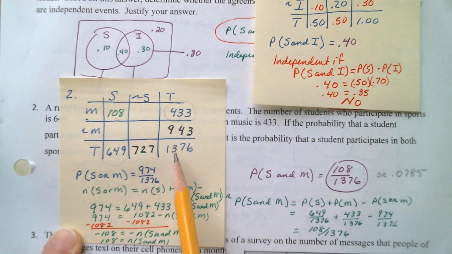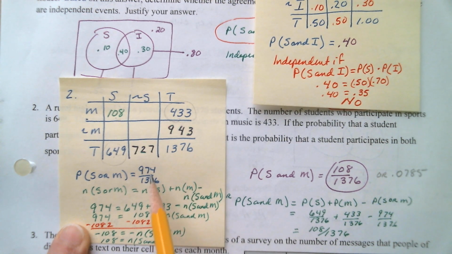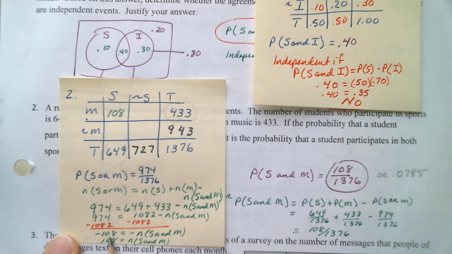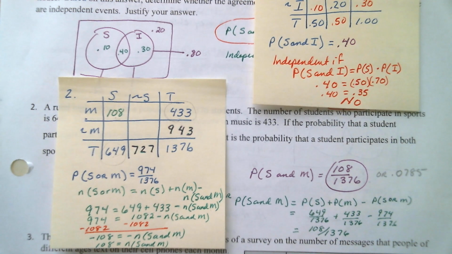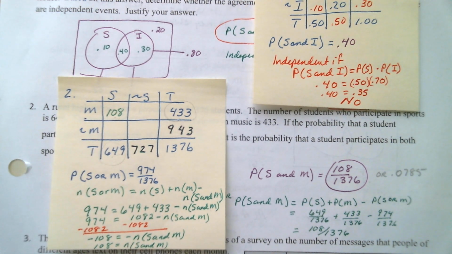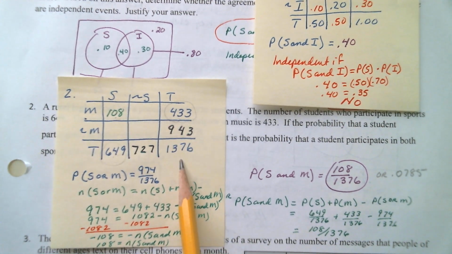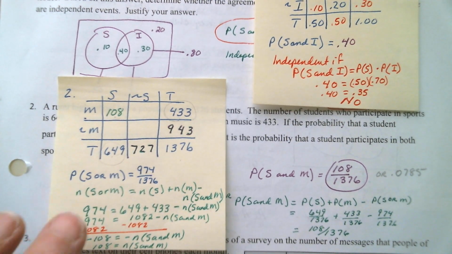So the 974 is equal to the 649 plus the 433 minus the number of S and M. Combined there and then subtracted that, you get negative 108 equals negative number of S and M. So divide by negative 1 and the number of S and M is 108. So change that to a probability by putting the 108 over the total, 1,376.